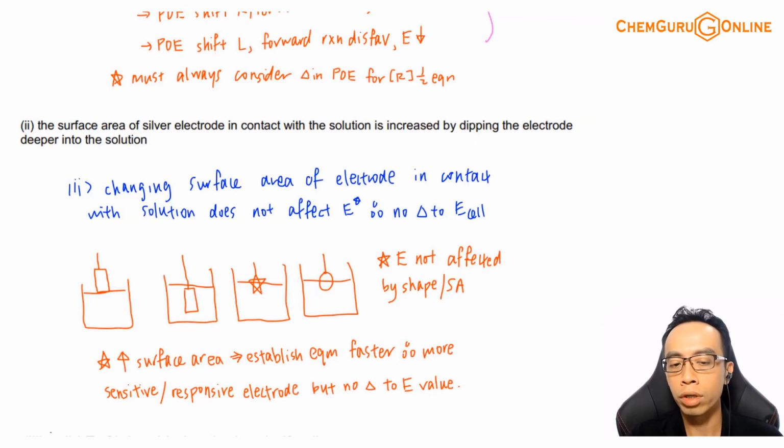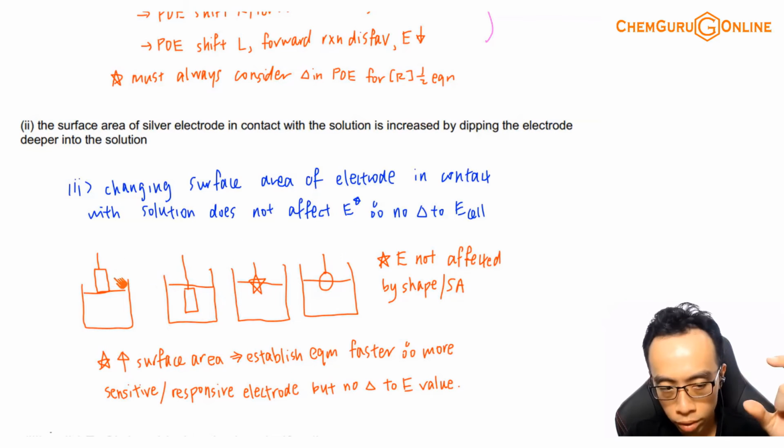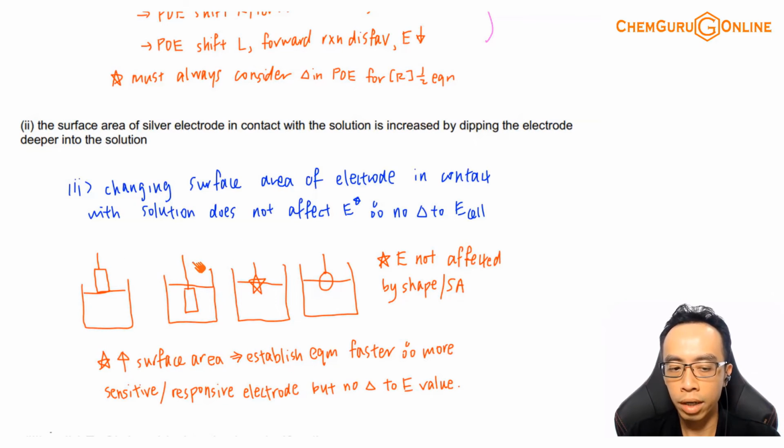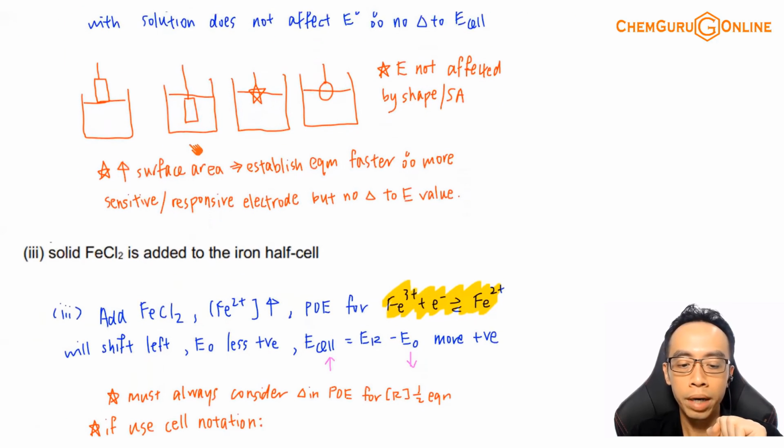Surface area is also linked to the shape of the electrode. So your electrode touching the solution versus the electrode held submerged, versus whatever shape that you choose, star, circle, moon, square, triangle, it doesn't affect the E value. So this is involving part 2. Next, how about part 3?